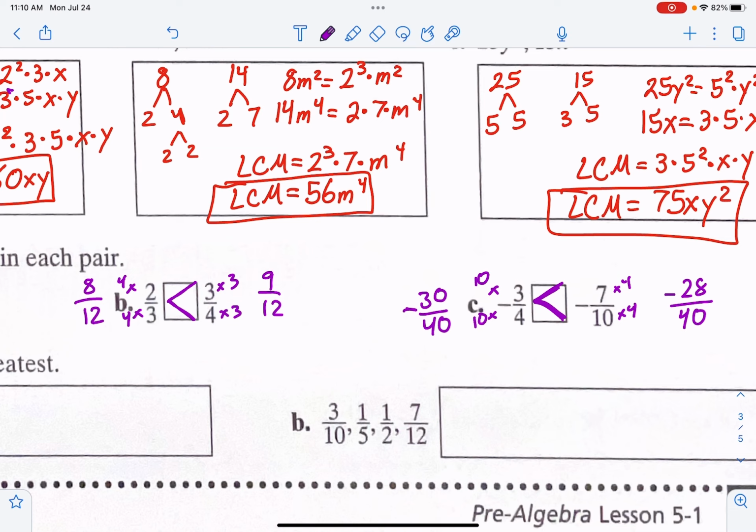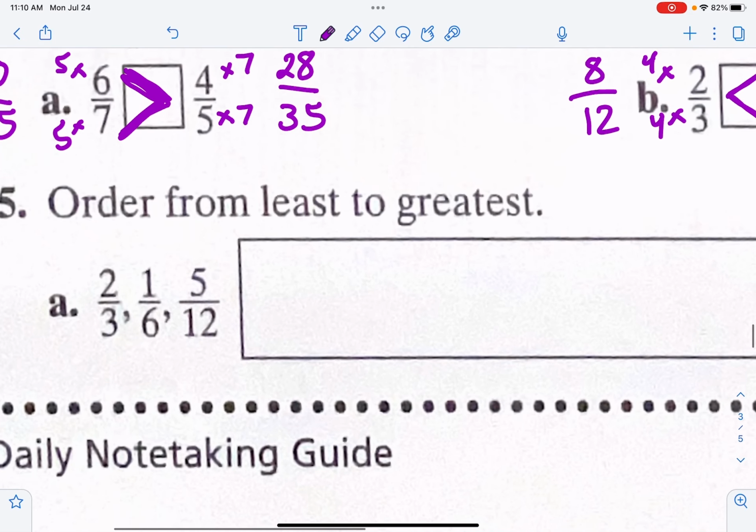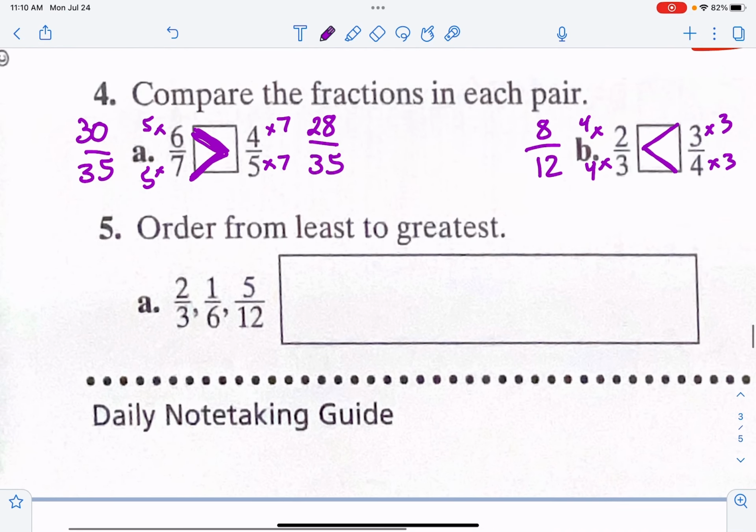Okay, so sometimes you're going to be comparing just two fractions with a symbol like that, showing your work by saying what you multiplied by, what you got, and then the symbol to show your answer. Some of the time you're going to have multiple fractions. So we have 2/3, 1/6, and 5/12. So if I take 3, 6, and 12, what's a common denominator between 3, 6, and 12 that we can turn all of them into? We can make all of them have a denominator of 12, right?